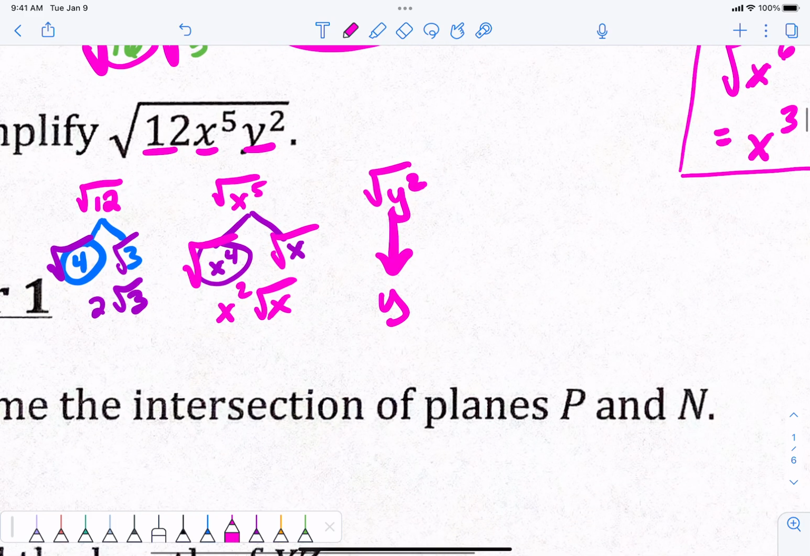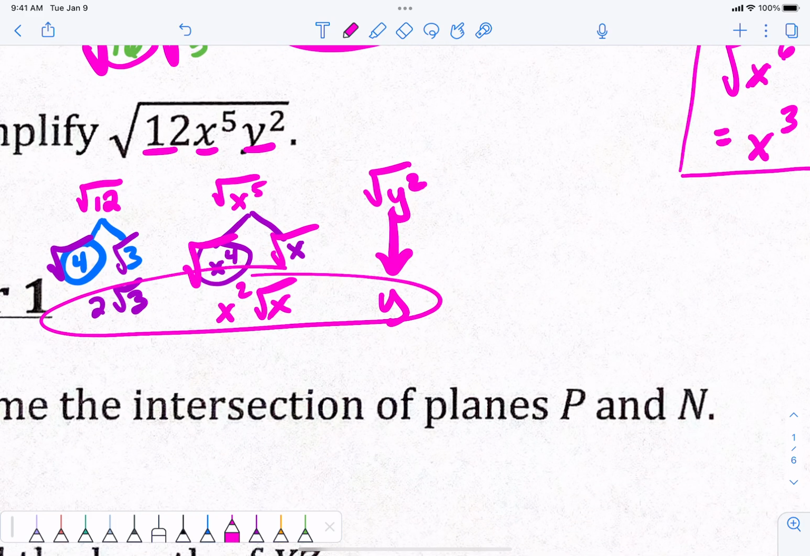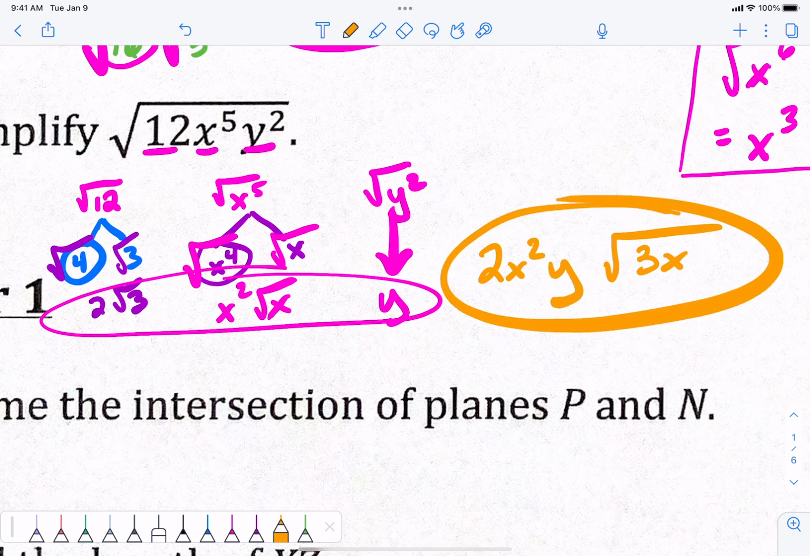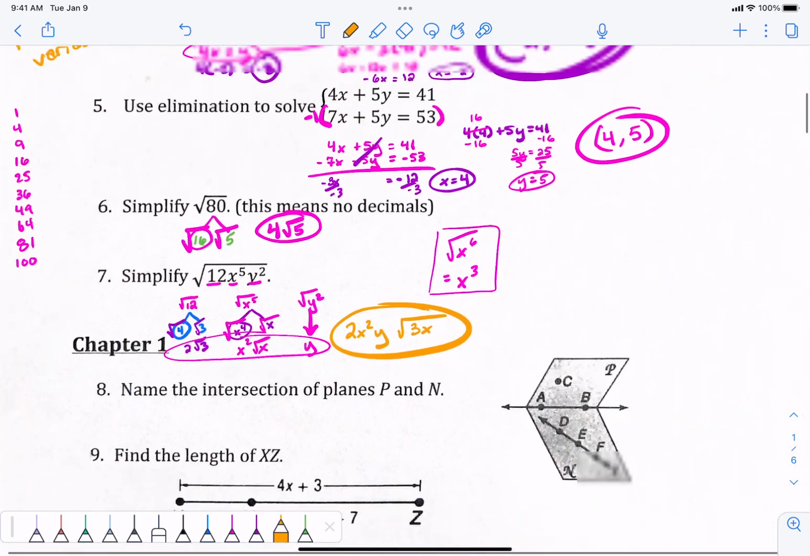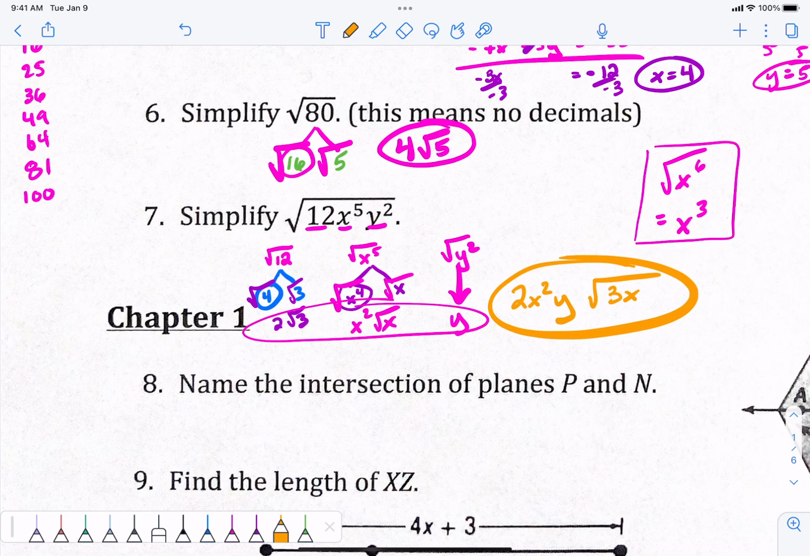Okay, so if I take these guys and I put them all back together, what's on the outside yet? 2x squared y. Do you see that? And then square root of 3x on the inside? That's the final answer. Okay, good? All right, that was number 7, so we've got a little ways left to go.